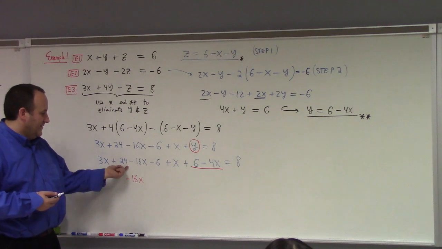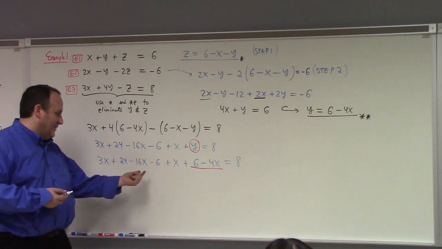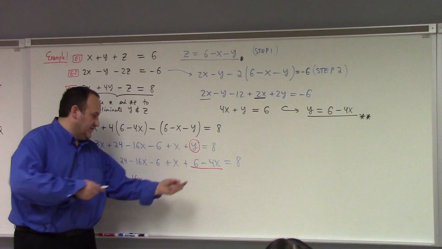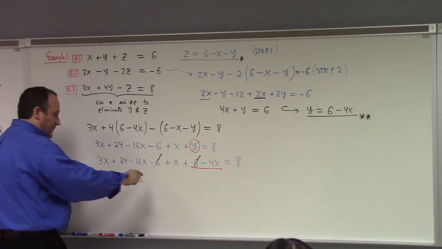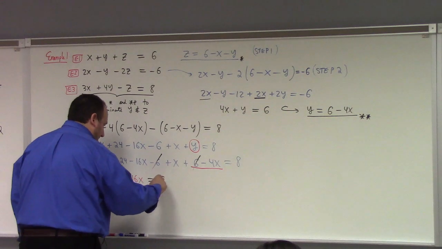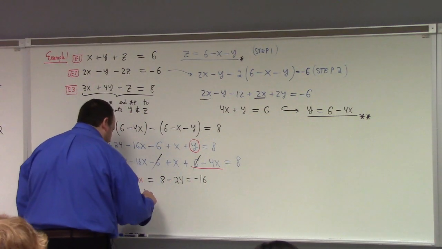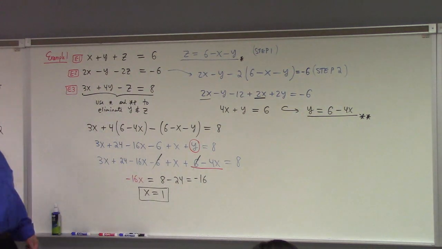Let's see here, 24 minus 6. I think I'm starting to get into the territory where I might get in trouble with YouTube. Let's see here. 20. So the 6's cancel, right? And 8 minus 24 is what? Negative 16. Well, look at that. x equals 2, 1.